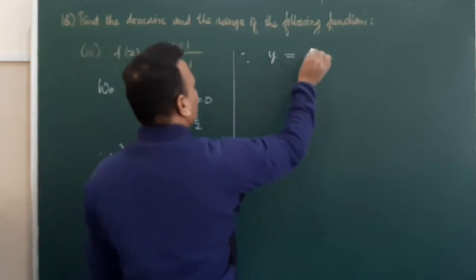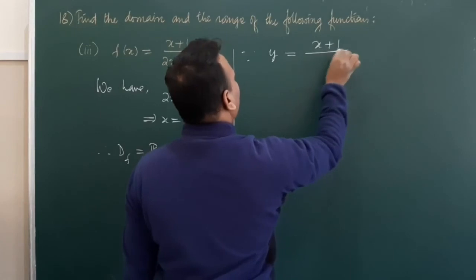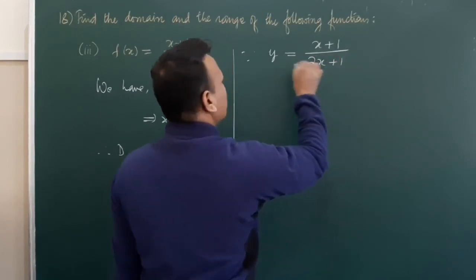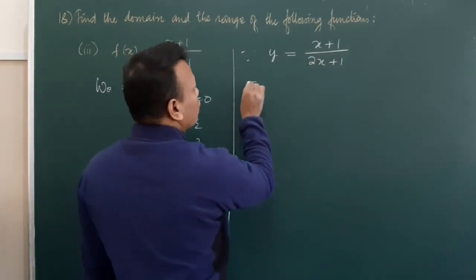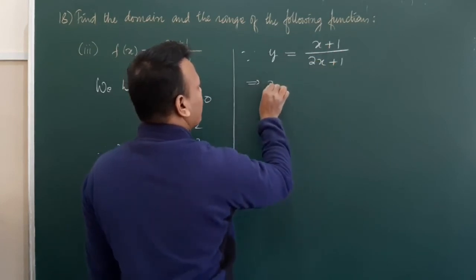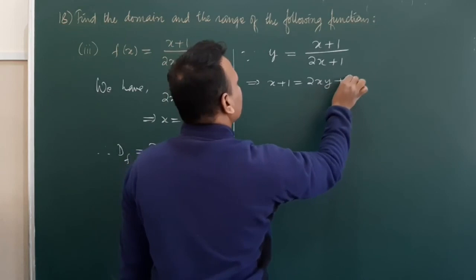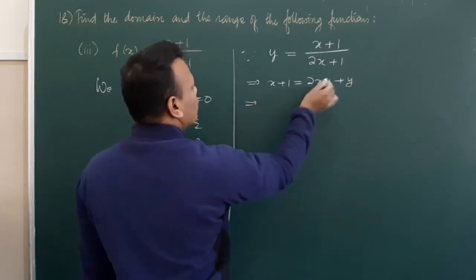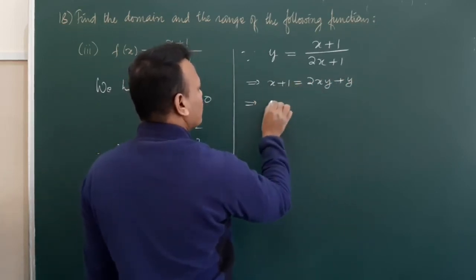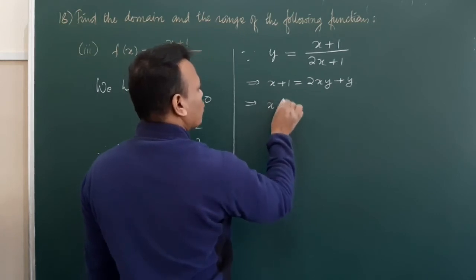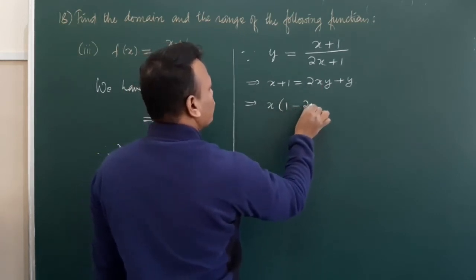So y is equal to (x plus 1) by (2x plus 1). Let's find the value of x from here. Let's do the cross multiplication. So we have x plus 1 equals 2xy plus y. From here, this comes over here. Let me take this 1 over there. So we have x common, so 1 is left, and from here minus 2y is left.